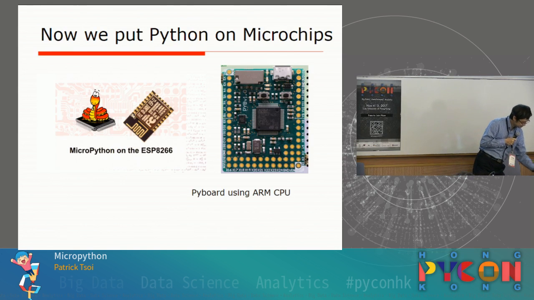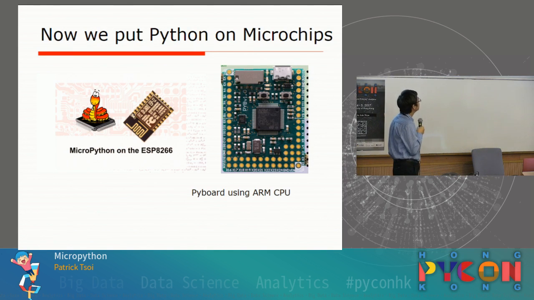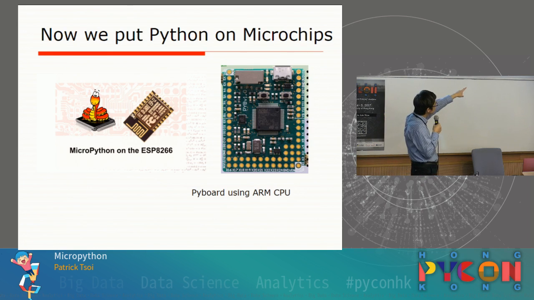Okay, so this is what we have done. We put the Python language on micro devices. First of all, we put it on what we call an AI Thinker. It's actually a Wi-Fi microcontroller chip, so it supports Wi-Fi, GPRS, etc. We also migrated Python onto a CPU. This is like a mini computer, and it supports an ARM CPU.